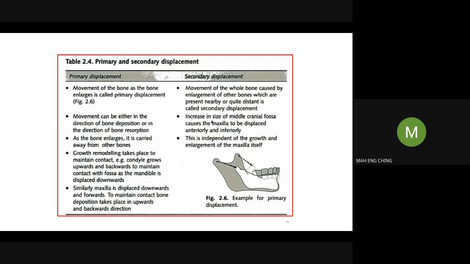So the increase in size of the middle cranial fossa causes the maxilla to be displaced anteriorly and inferiorly. Okay, this is independent of the growth and enlargement of the maxilla itself. So what I'm trying to say is, whether the bone is growing or not, if another bone is growing, it will push this bone to the other side. So for example, let's say this mandible is not growing, it maintains the same size, but if the base of the skull is growing, it's going to push the mandible forward also. That's called secondary displacement.